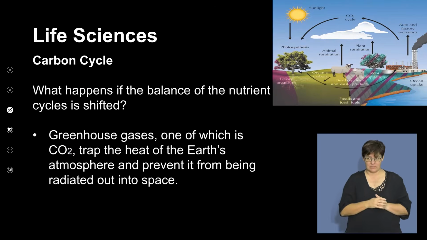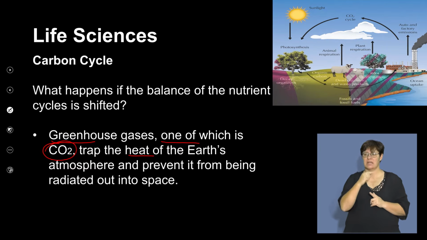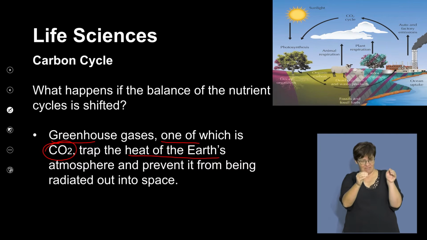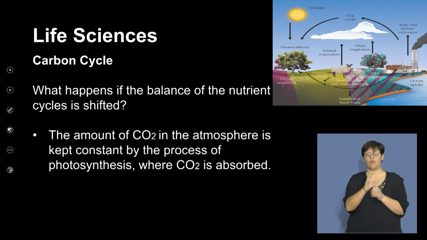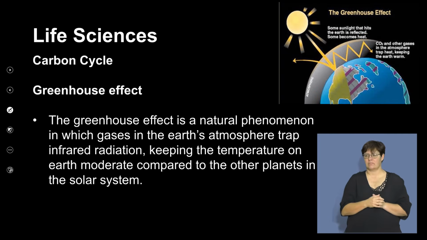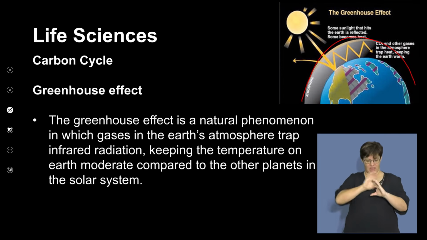We find that the greenhouse gases, one of which is carbon dioxide, trap the heat of the Earth, and that causes less heat to be radiated into space. I want to illustrate that in a diagram coming up shortly. So when we look at this image, we're seeing the layer of atmosphere or gases that surrounds the Earth. This is made up of carbon and other greenhouse gases.